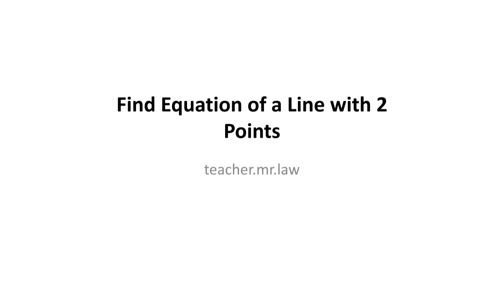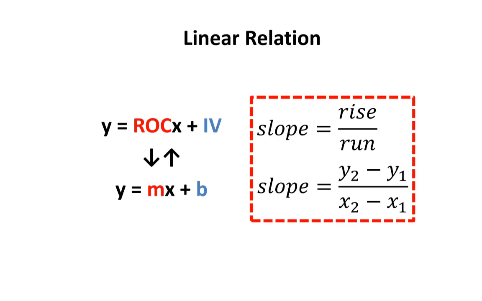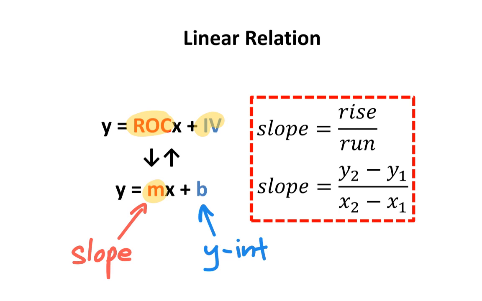In today's lesson, we're learning how to find the equation of a line with 2 points. As mentioned in previous lessons, a linear relation is really just a pattern, and a pattern can be represented with an equation. These two equations mean exactly the same thing. Rate of change is the same thing as slope, and initial value is the same thing as the y-intercept.